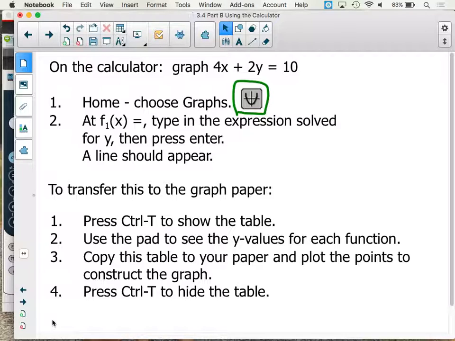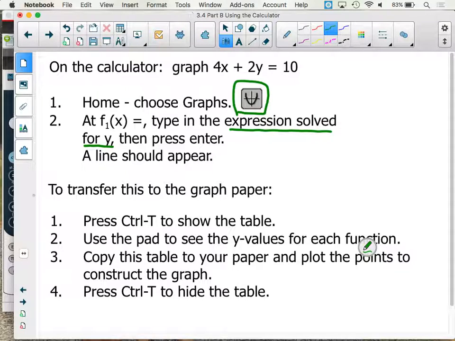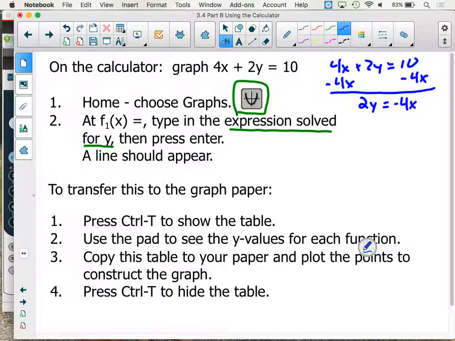But notice that the first thing we have to do is take the expression and solve it for y. So we've got to solve this for y equals. I'm going to take this 4x plus 2y equals 10. We'll subtract 4x from both sides. And when I do that, I'm going to put my negative 4x first, because I like to try to put it in y equals mx plus b form. I'll divide everything by 2, and I'm going to get y equals negative 2x plus 5.